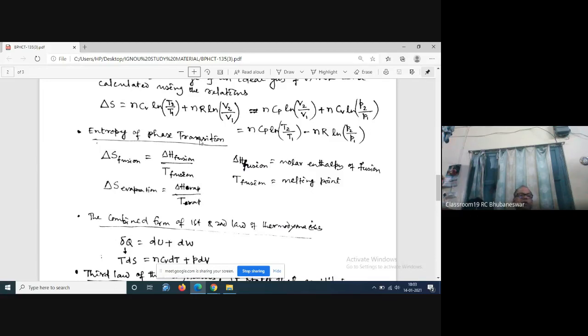You see, what is the melting point of ice? Who can say what is the melting point of ice? Anybody?